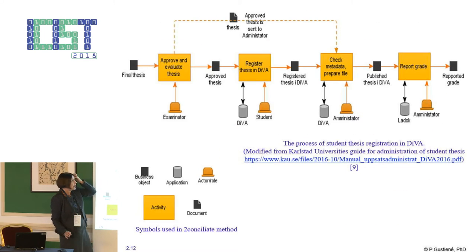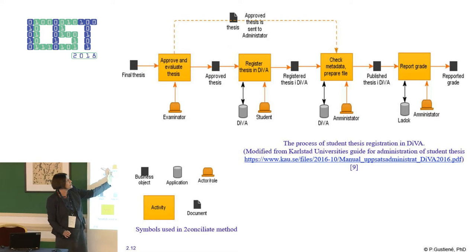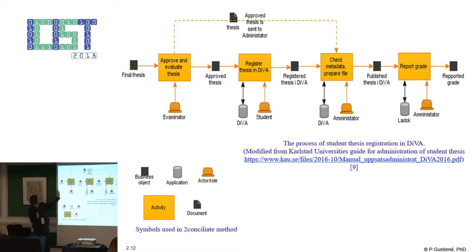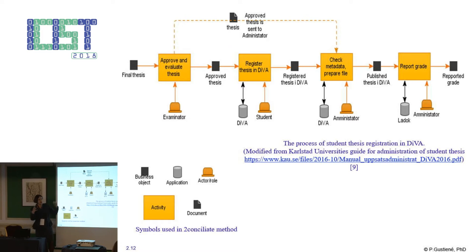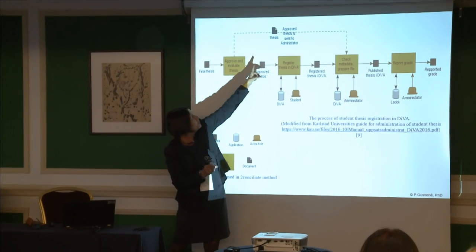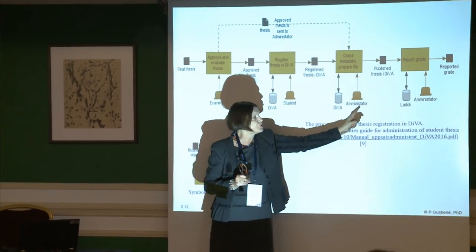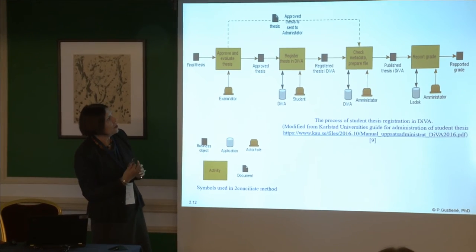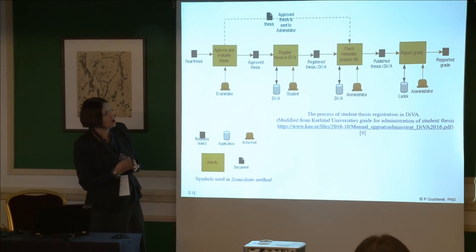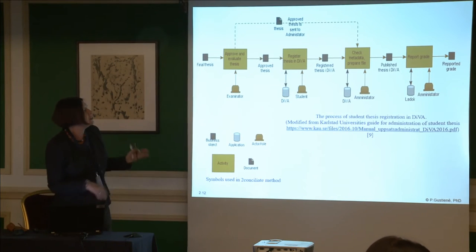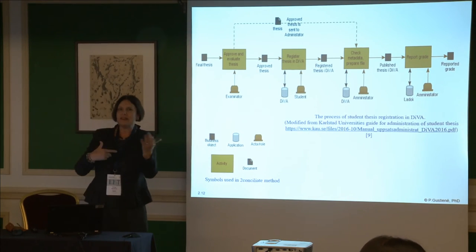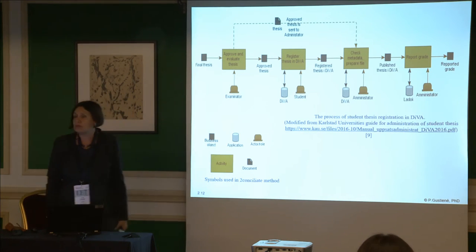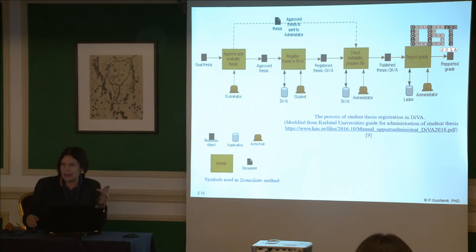So it is attached, for instance, there is no interaction between actors, that is very important. Because now you see that some processes are merged. This approved thesis is sent to the administrator. The action is not shown. So actually, we think that this way of modeling is not enough to understand what happens when some actors interact. It's very important because it has much to do with responsibility.